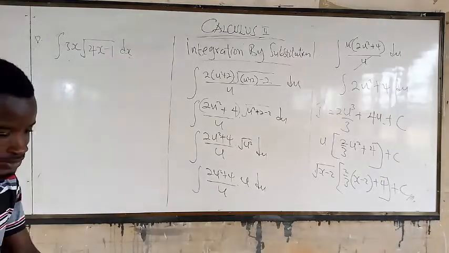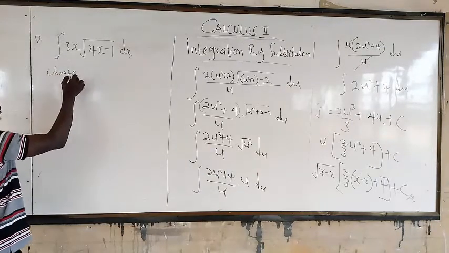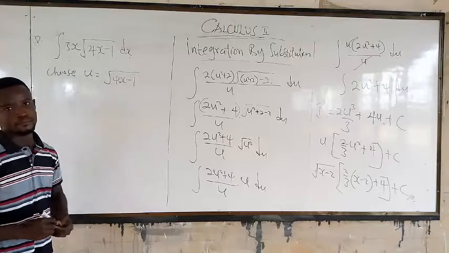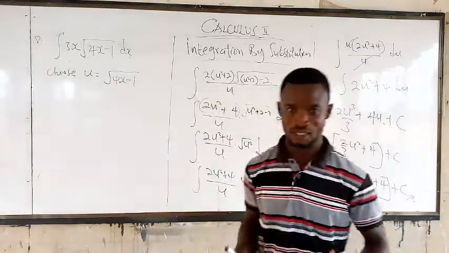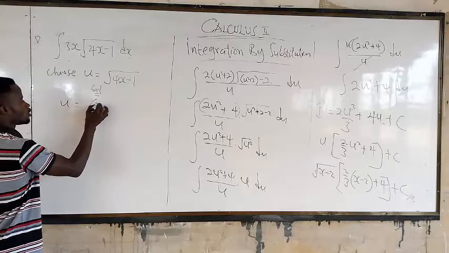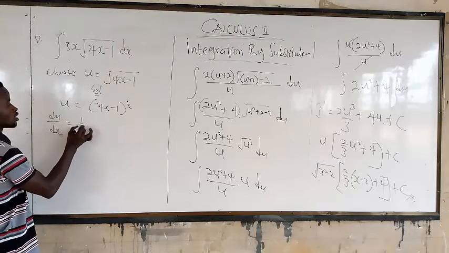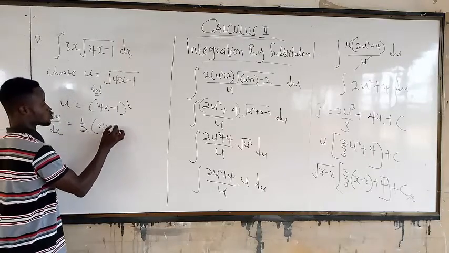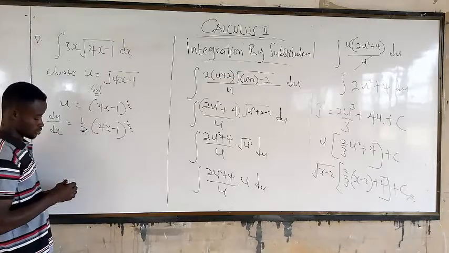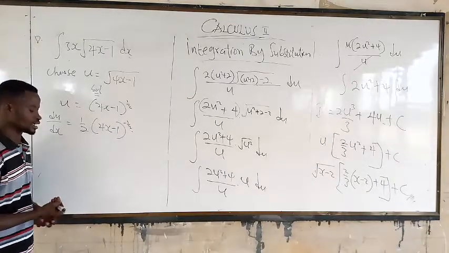Yes. So here, choose. I'm not saying choose, so from the question, choose u to be equal to square root of 4x minus 1. You are being restricted. Please don't go beyond the question. So, solution. U is equal to 4x minus 1 to the power half. So du dx will be equal to half 4x minus 1, subtract from it. Okay, normally you don't subtract from it. Sometimes you will not even bring it. Please don't forget that.